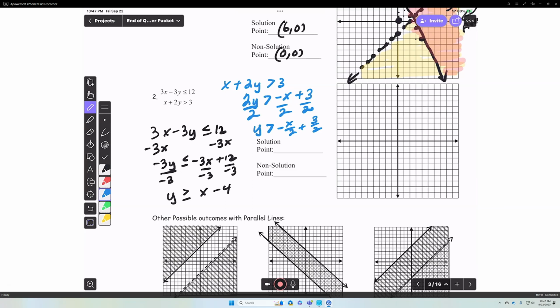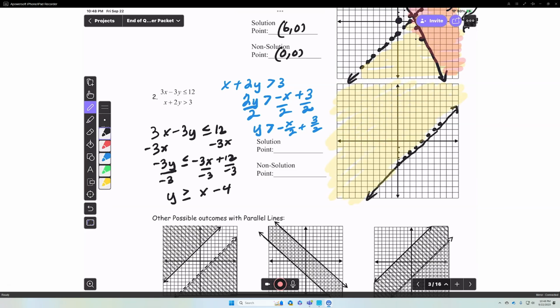Okay, so let me graph the first one. So we have a y-intercept of negative 4. 1, 2, 3, 4. That's negative 4. We go up 1 over 1, and I'm just going to repeat the process here. And it is a solid line. So now I'm going to shade. I'm going to shade above.